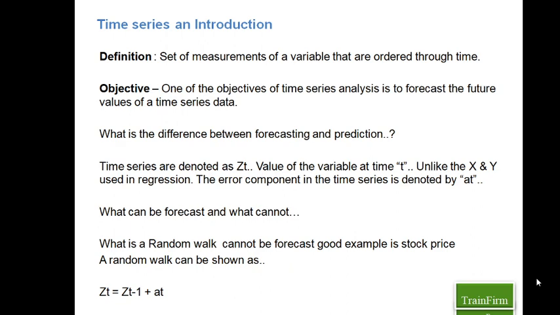So what's time series? Let's try and put a definition. Time series is nothing but a set of measurements of a variable that are ordered through time. So that's one simple definition I can give. Let's take an example of any variable. A variable could be anything. The number of passengers traveling from Bangalore airport between 8 a.m. and 9 p.m. could be one variable. Or it could be the temperature of Bangalore city between 10 a.m. to 7 p.m. That could be another variable. Any metric, any variable which is ordered through time is called a time series variable.